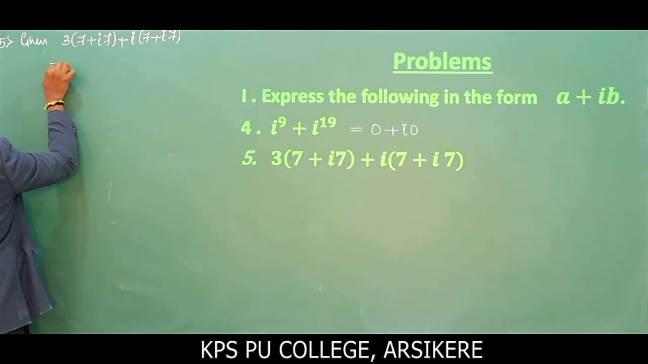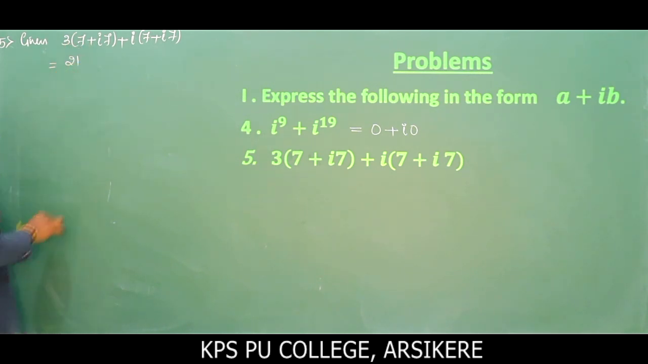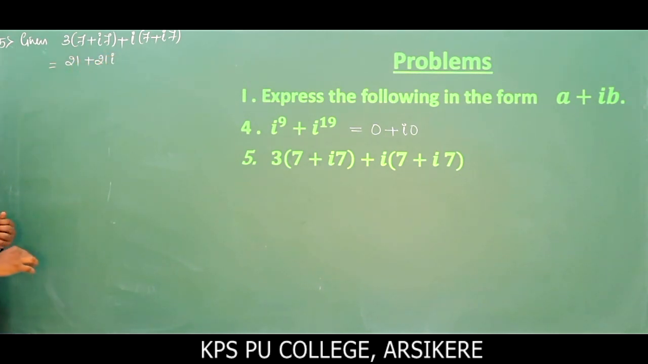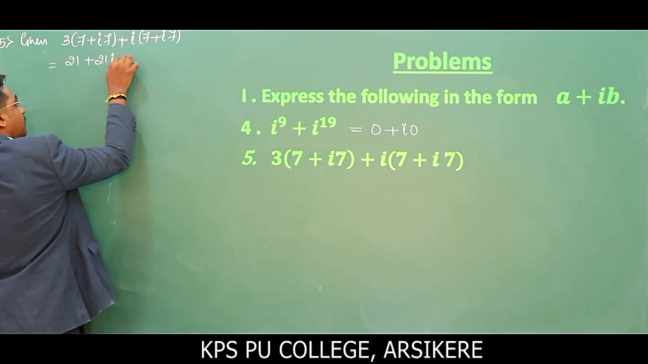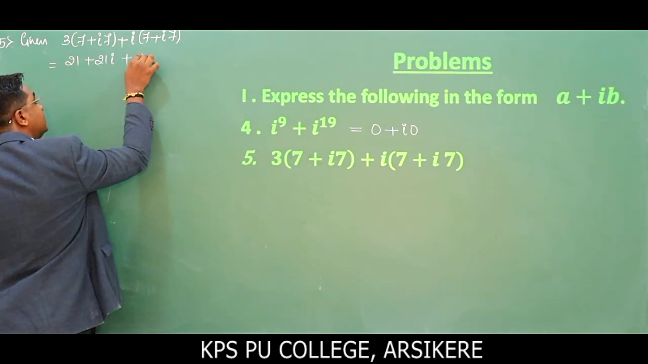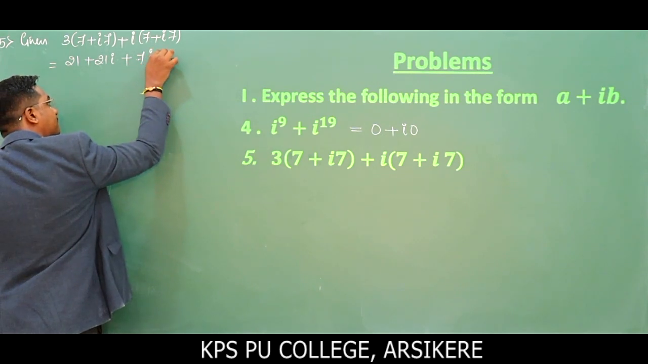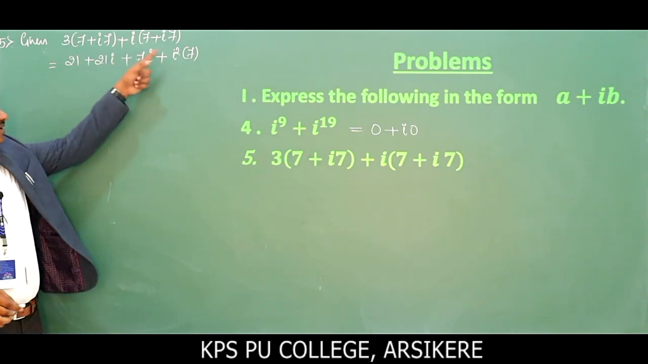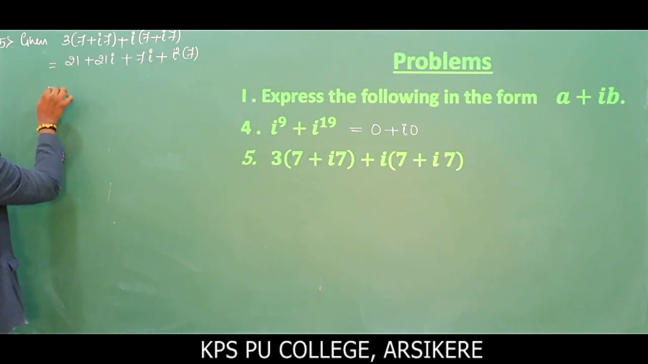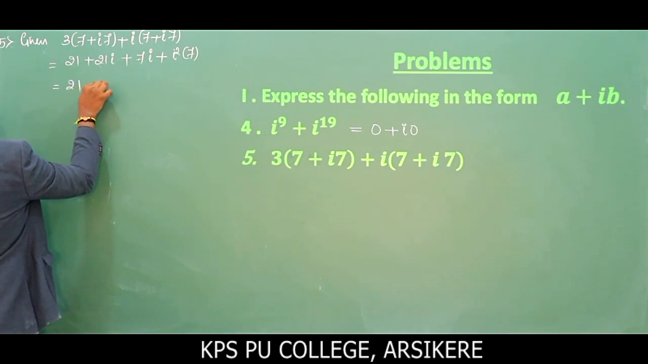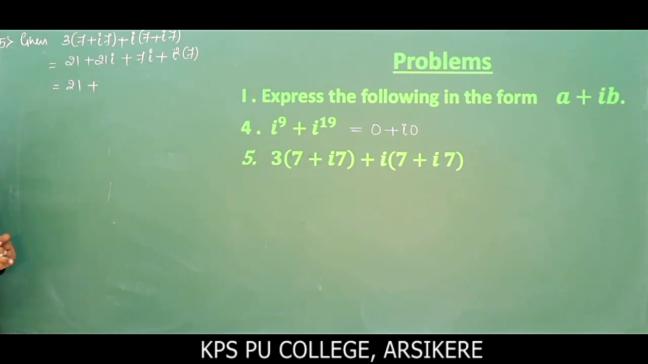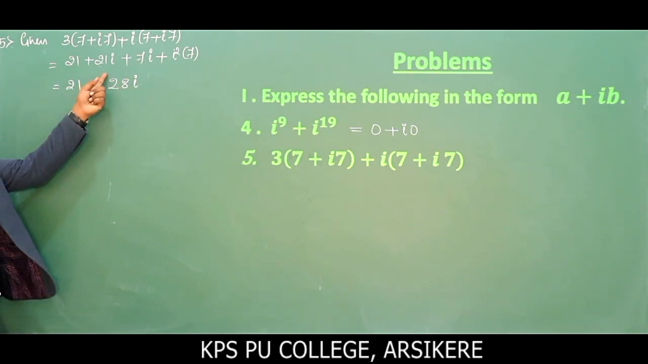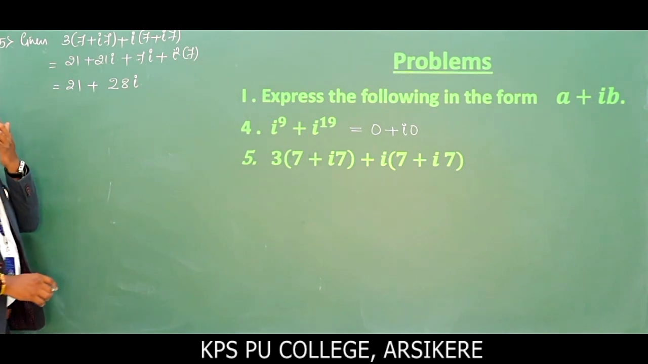First multiply 3 into 7, that is 21, plus 21i, or i into 21, plus we multiply by i here. i into 7 is 7i, plus i into i is i square into 7. Do you understand, children? i into i is i square into 7. This becomes 21 plus, here look, 21i plus 7i. This can be written as 28 into i. Did you understand? 21 plus 7 is 28 into i, that is i.